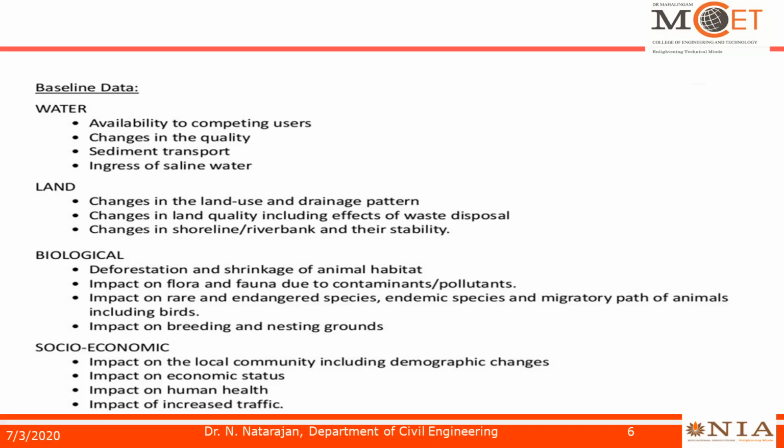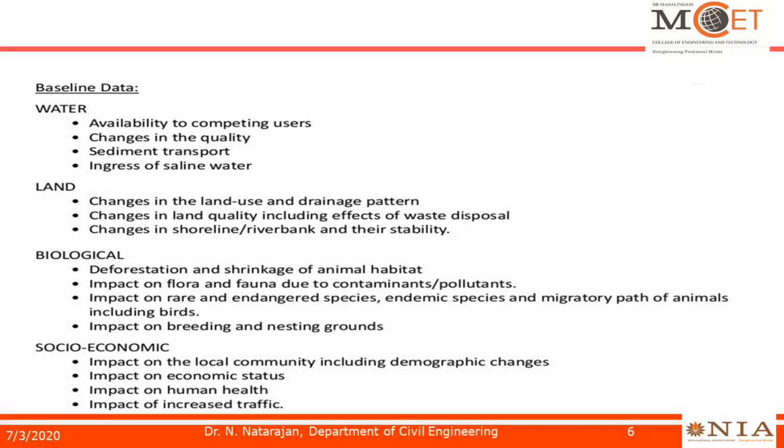Right. When it comes to biological, you see the deforestation and shrinkage of the habitat of the animals, impact on flora and fauna due to contaminants. So flora means actually the plants, fauna means the animals. Impact on rare and endangered species, endemic species means species in a particular area. They are not seen all around the country. Migratory path of animals gets affected. For example, the birds. The impact on the breeding and nesting process, right?